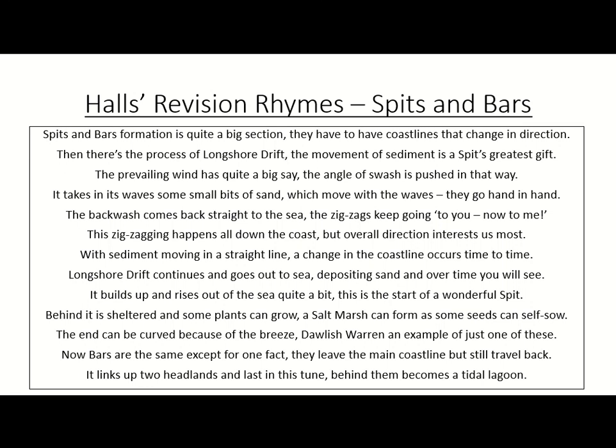Behind it is sheltered, and some plants can grow. A salt marsh can form, as some seeds can self-sow. The end can be curved because of the breeze. Dawlish Warren an example of just one of these. Now bars are the same except for one fact. They leave the main coastline but still travel back. It links up two headlands, and last in this tune, behind them becomes a tidal lagoon.